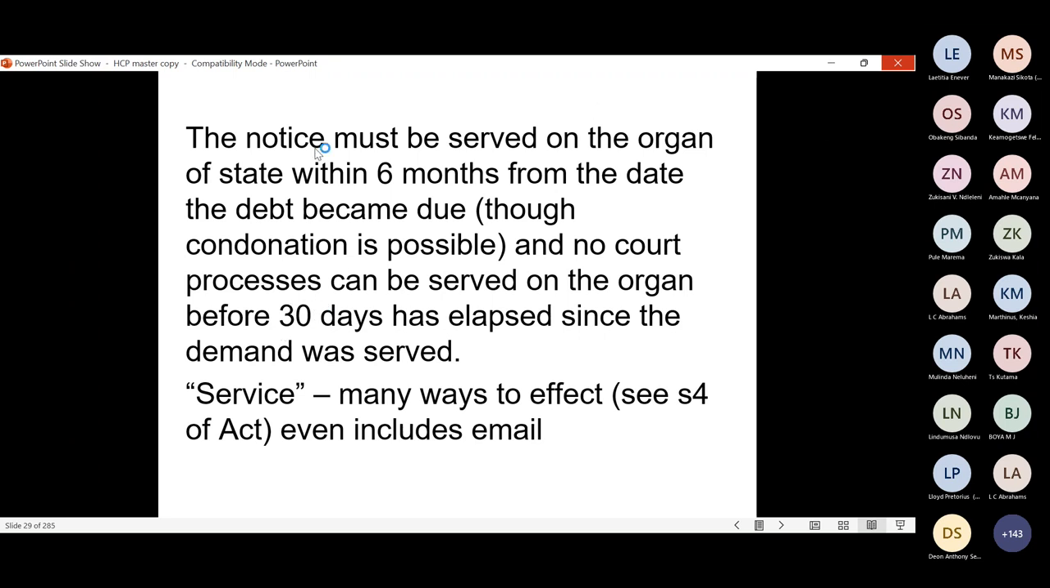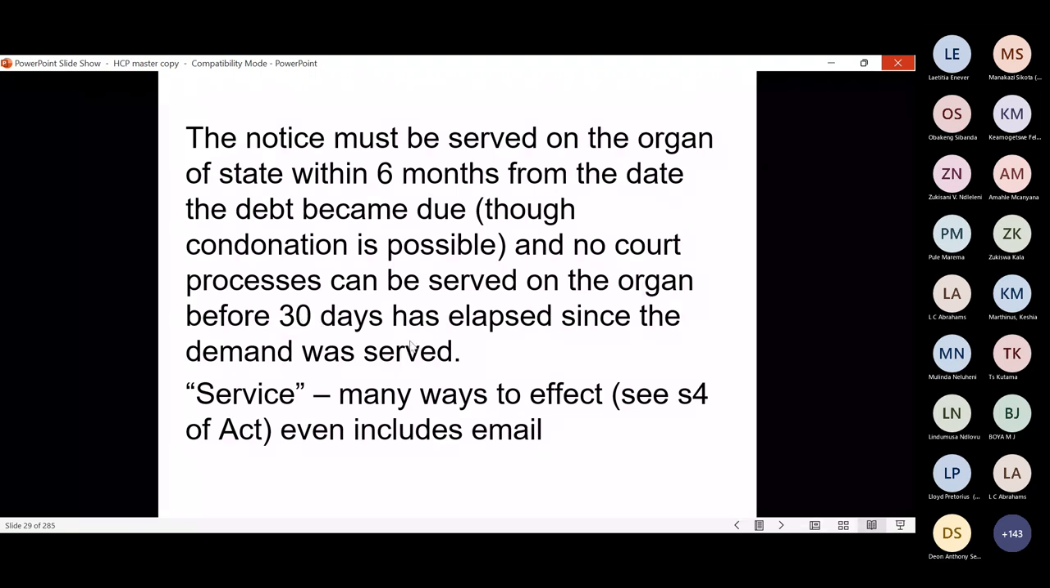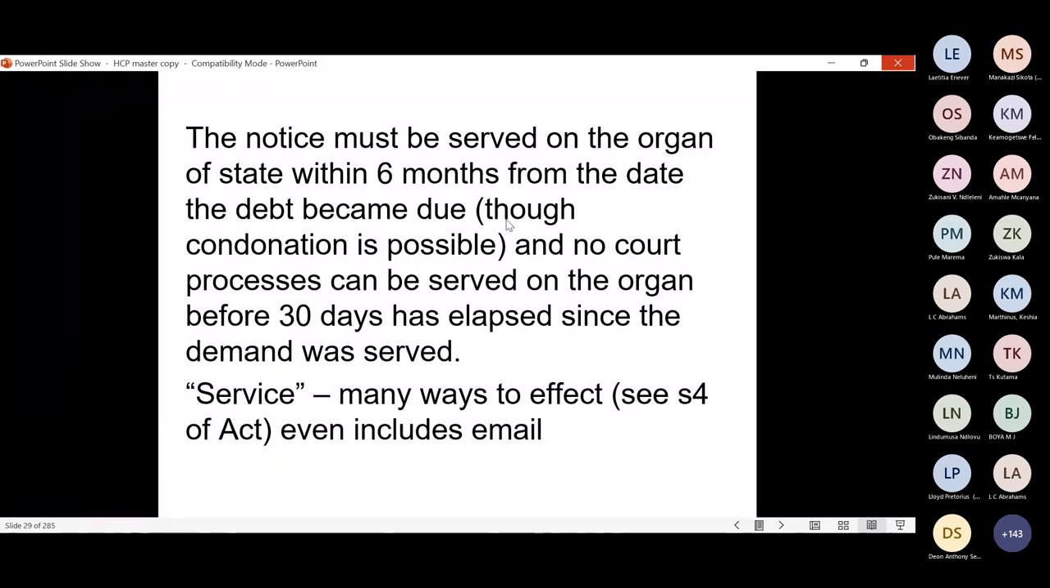The notice must be served on the organ of state within 6 months from the date the debt became due. And no court processes can be served on the organ of state before 60 days have elapsed since the demand was served. So it's 60 days. Since 2017, the act was changed. I thought I changed it, but the change probably didn't take effect. Then section 4 of the act says how it can be served; it can even be served by email on the organ of state.